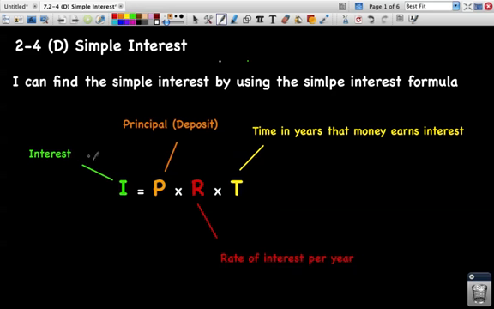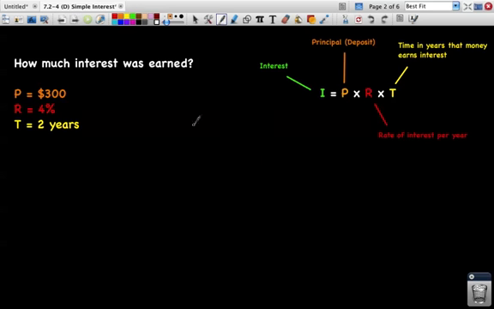Okay, so what happens with the simple interest is, say you were to put $300 into an account that earns simple interest, and after a certain amount of years, that $300 is going to change to more money because it's earning interest. So you're basically earning free money from simple interest. And you'll see what I mean as we work out a few problems.